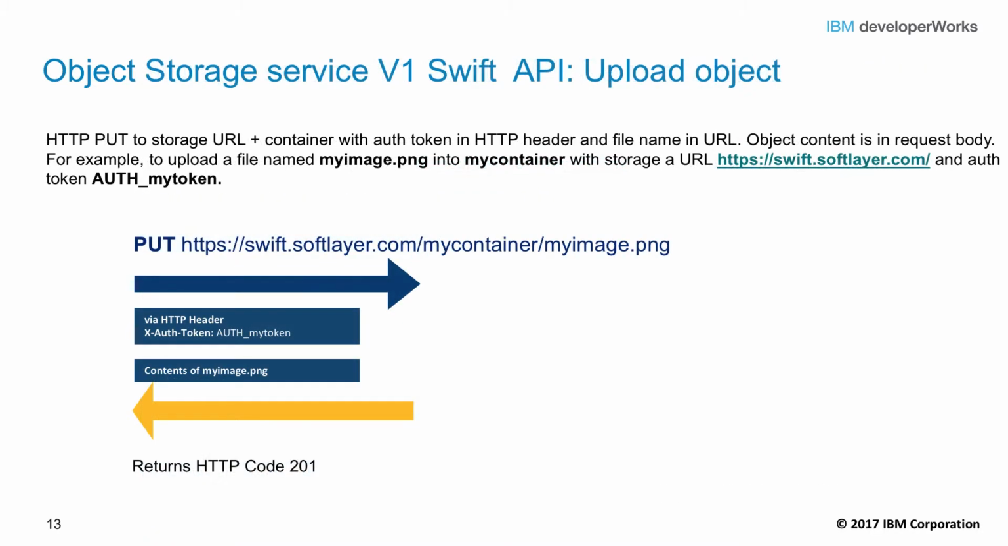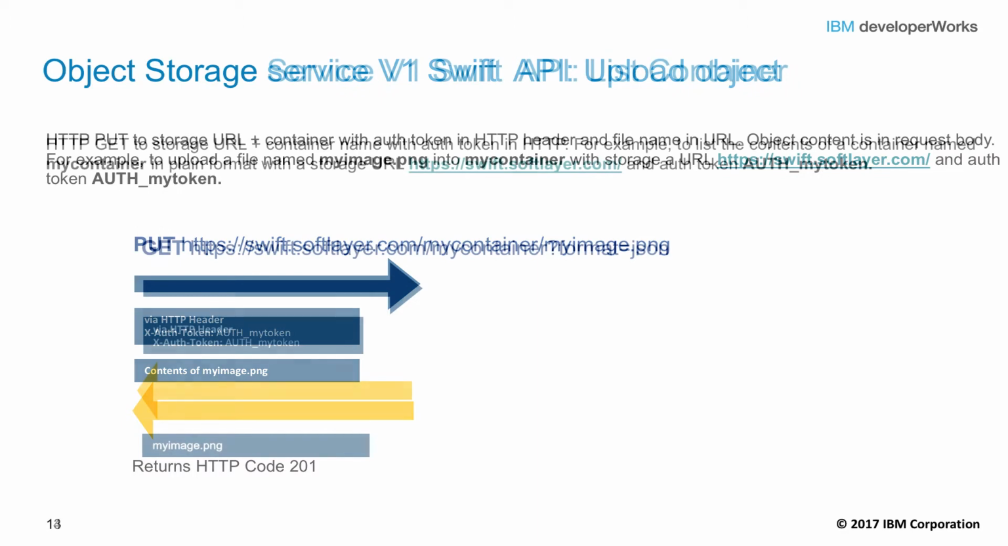Here's an example of uploading an object. Uploading objects is done using HTTP PUT. The storage URL and the auth token returned from the authentication operation are used in the PUT operation that also includes the container name of the URL followed by the file name. The contents of the file are included in the request body. A 201 HTTP code is returned on success.